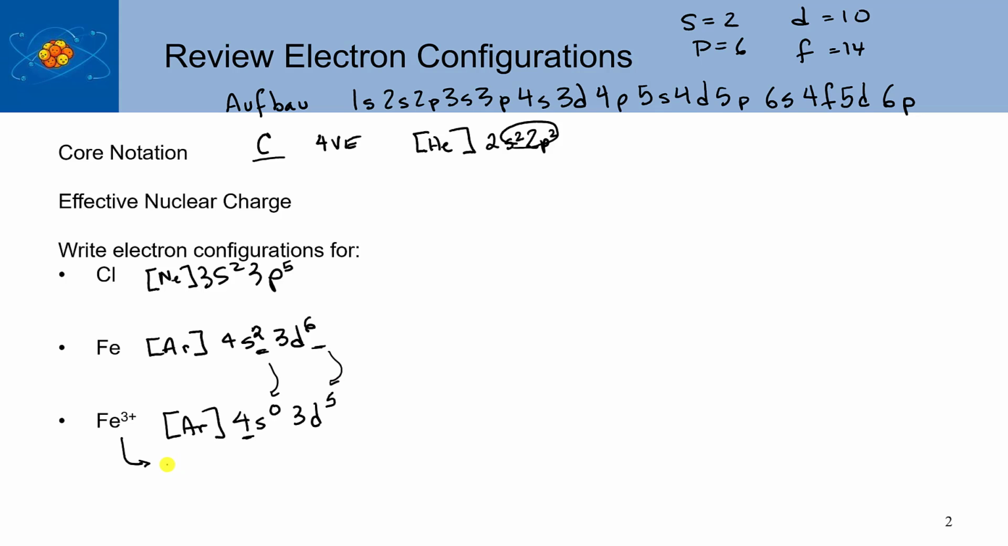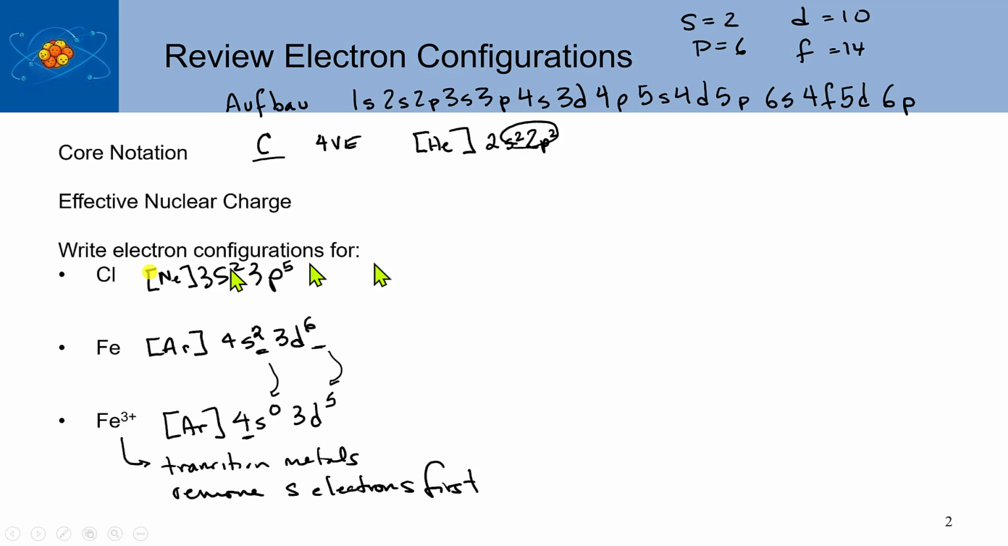So for all transition metals, you remove the s electrons first, and then you remove the d electrons. Okay, so what do orbital diagrams look like? For orbital diagrams, we're really only interested in the highest energy level, the outermost shell that we're going to be dealing with. So that's going to be this part.